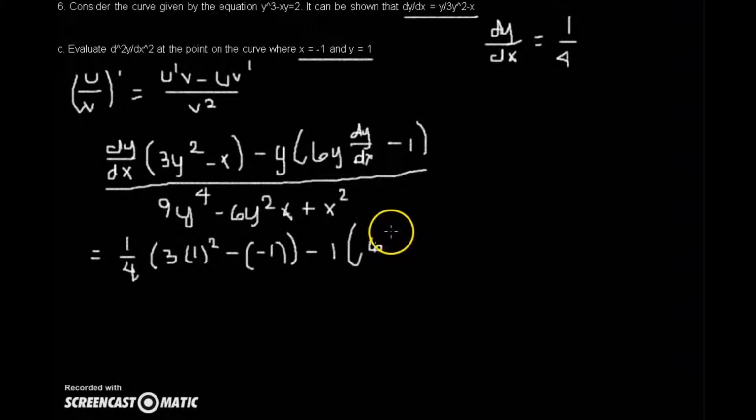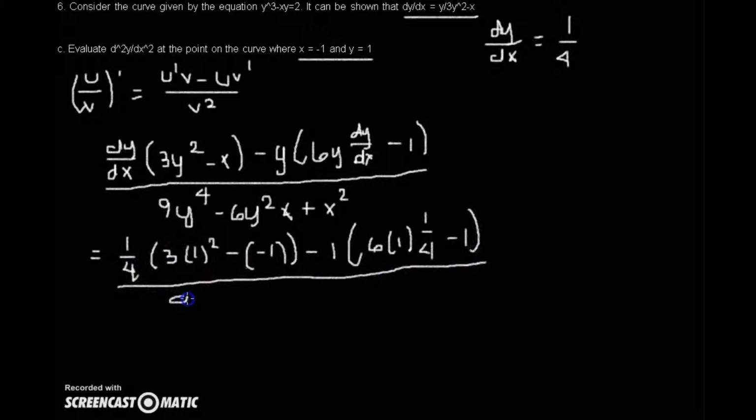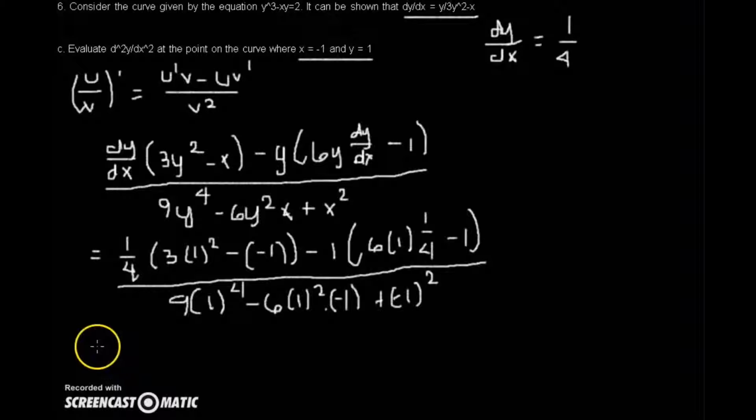1 times parentheses 6 times 1 times 1/4 minus 1, over 9 times 1 to the power of 4 minus 6 times 1 squared times -1 for x plus -1 squared.